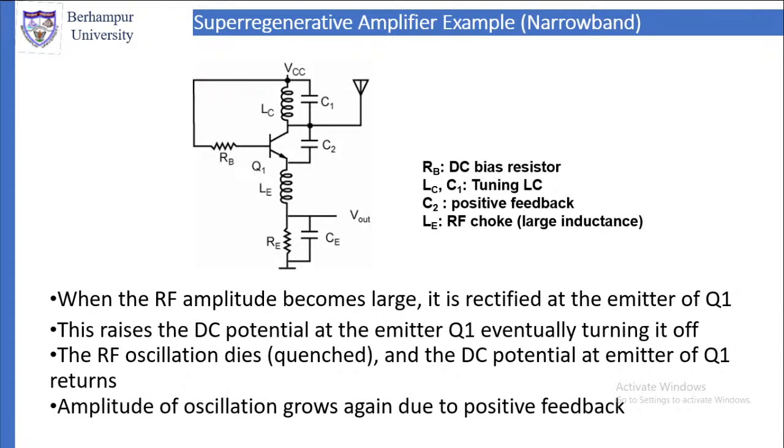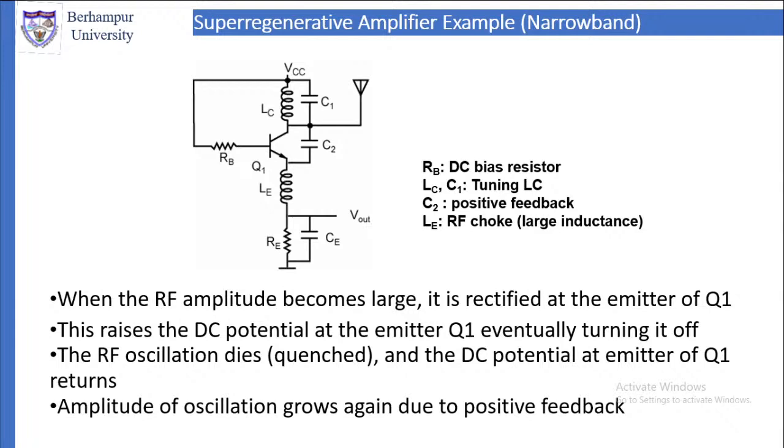Now let us look at an example, a narrowband example. This is a circuit using BJT. RB is the DC bias resistor. LC and C1 are the tuning LC circuit, so a tuned circuit. Then C2 is a positive feedback to the amplifier. LE is the RF choke, radio frequency choke, which is in fact a large inductance.